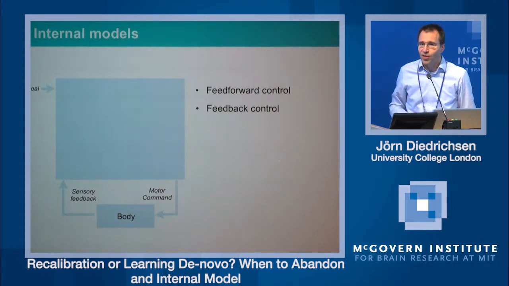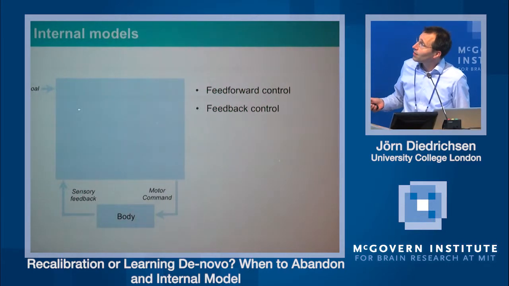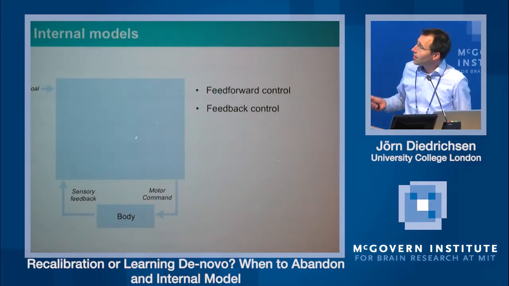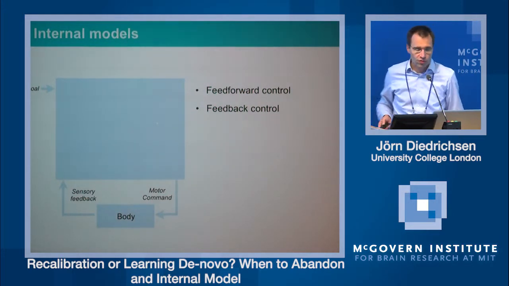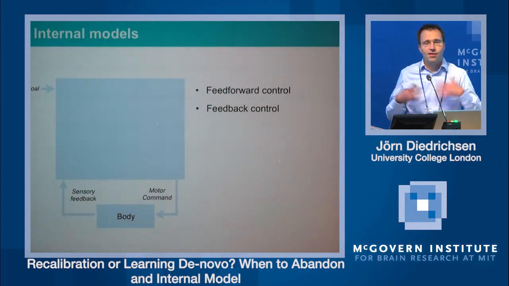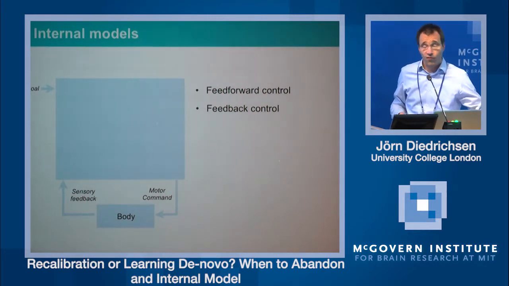It's kind of a slippery slope here. In general, the purpose of the nervous system is to take some goal state and to then send feed-forward motor commands to the body, and also use sensory feedback to do feedback control to achieve that goal. So this is really the general layout of what nervous systems are for.